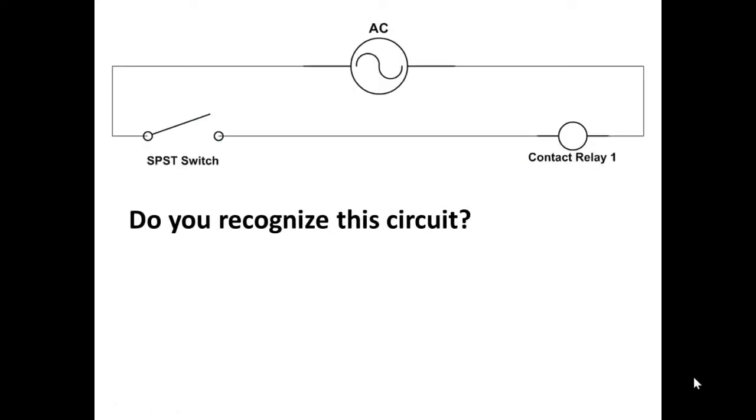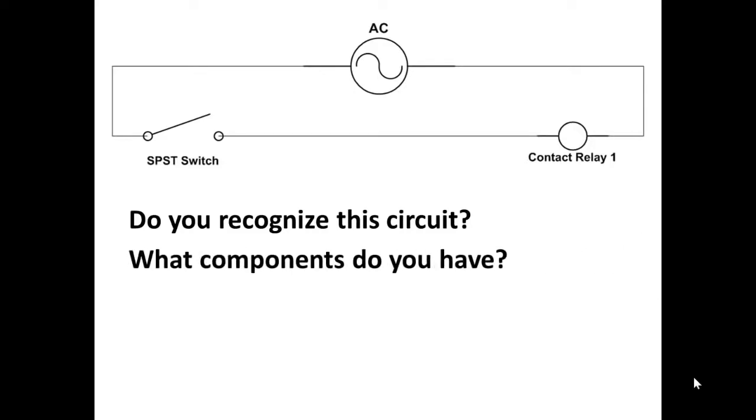Do you recognize this circuit? You should. You were just looking at it. What components do we have? We have a single pole, single throw switch, an alternating current supply, and a contact relay coil. Just the coil.